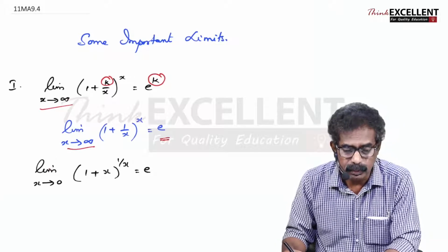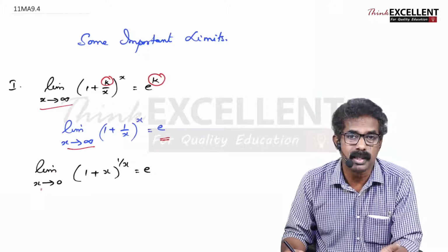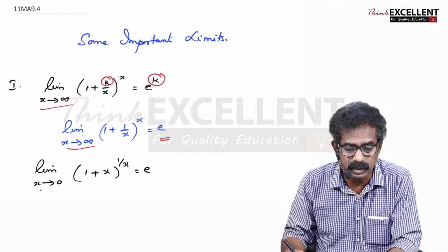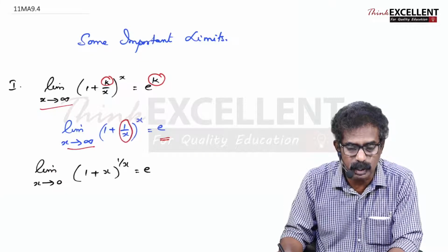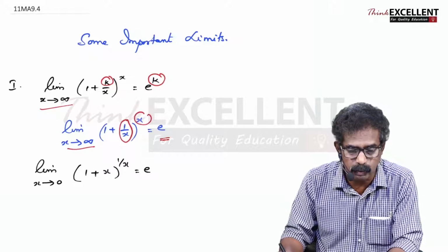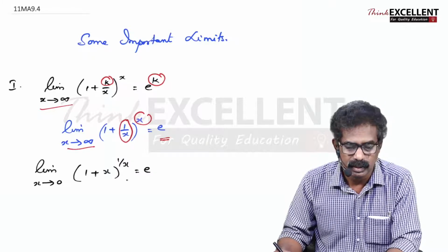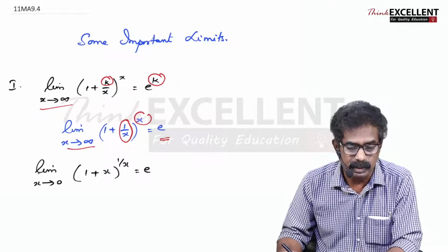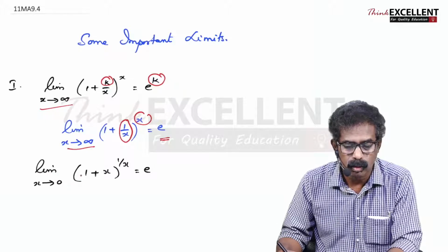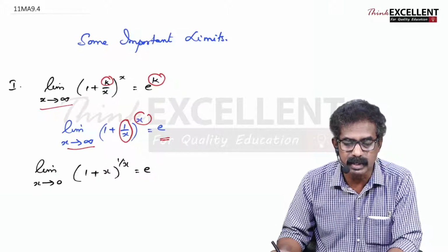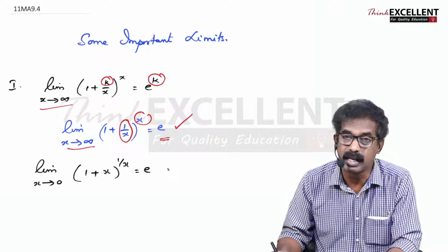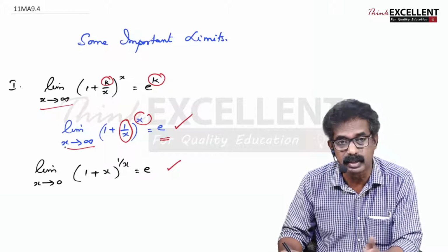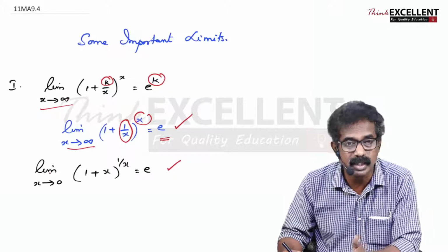Then another one, limit x tends to 0. It is not tends to infinity, it is tends to 0. In this case, you have to interchange these two. That x you write inside, and 1 by x you take to the power. So you can remember like that. Limit x tends to 0, (1 + x) raised to 1/x, the answer is e. The answer remains the same, e. Here limit x tends to infinity, but here limit x tends to 0.